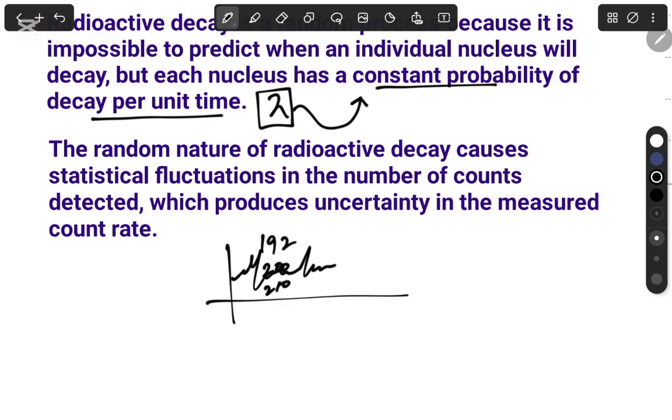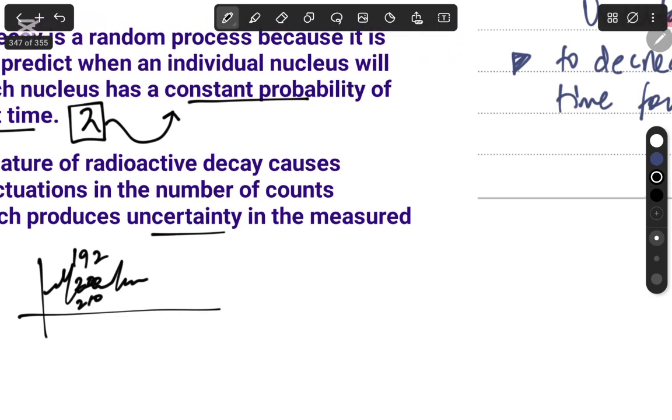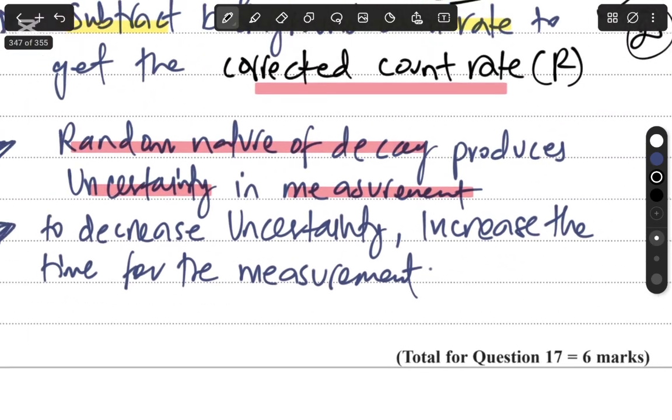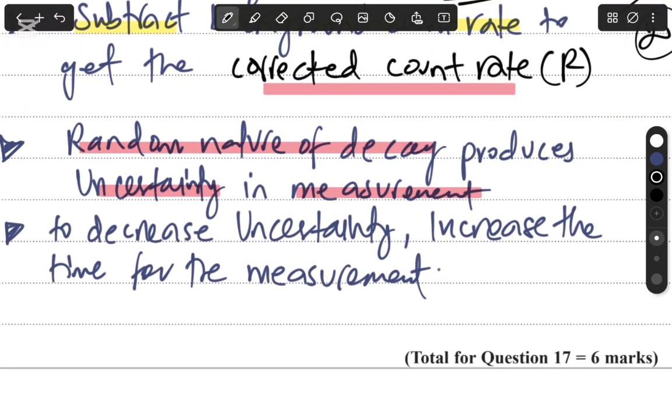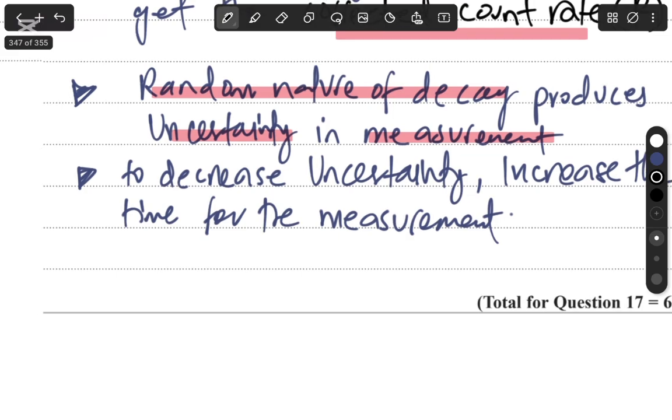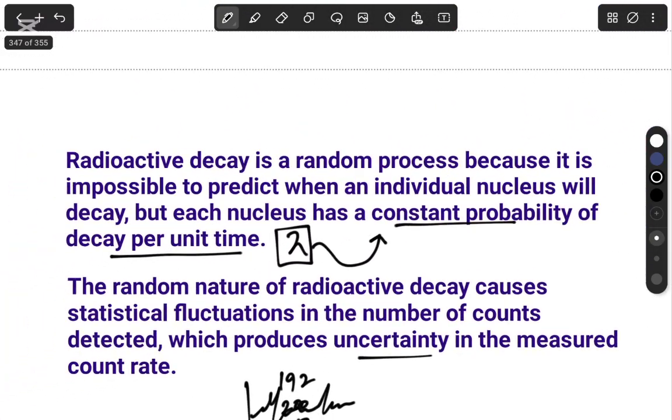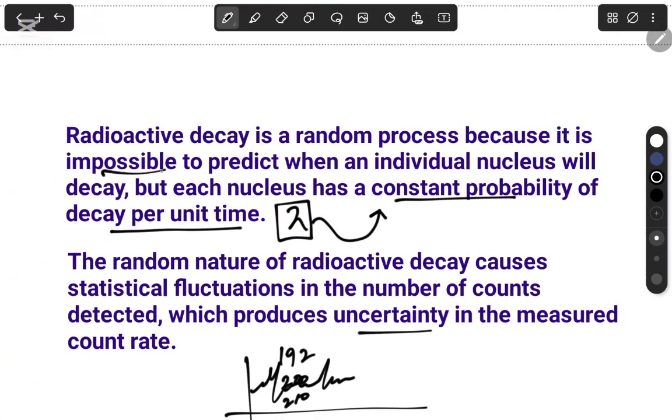Okay, so that produces uncertainty in our measurement because the value is fluctuating. Now, this is what the point means. The random nature of decay produces uncertainty. If you want me to summarize, the first thing random nature does is make it impossible to predict when a nucleus will decay. That's the first thing.